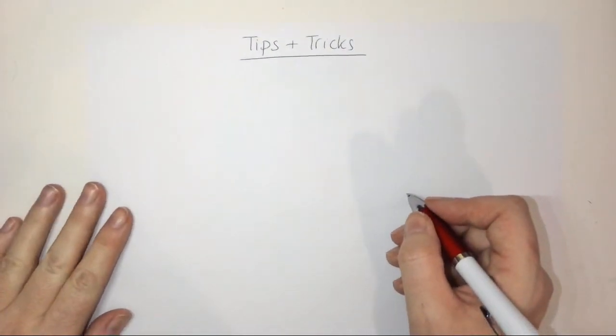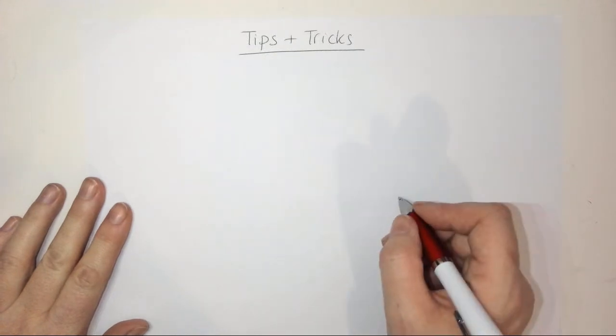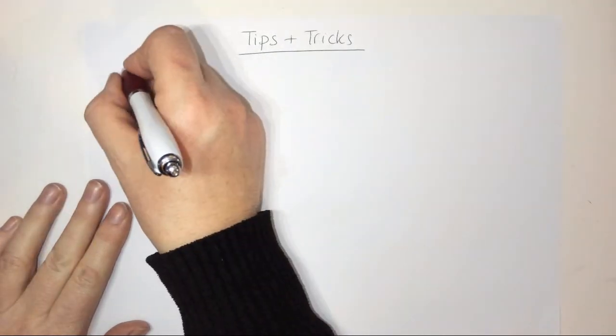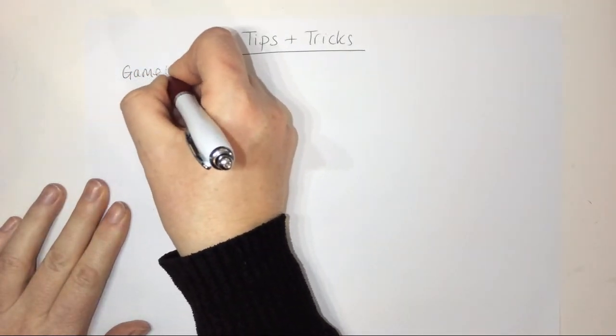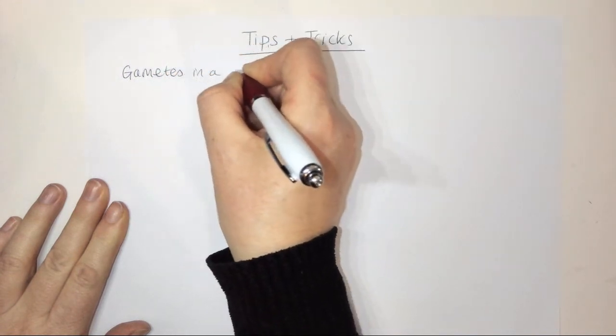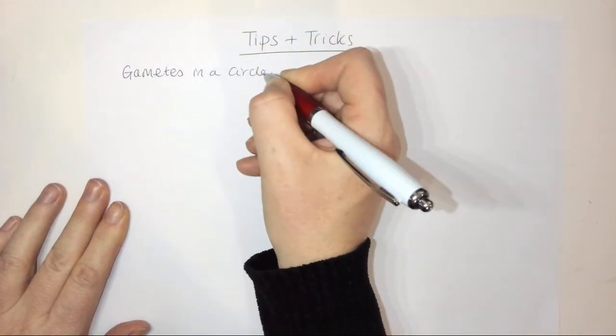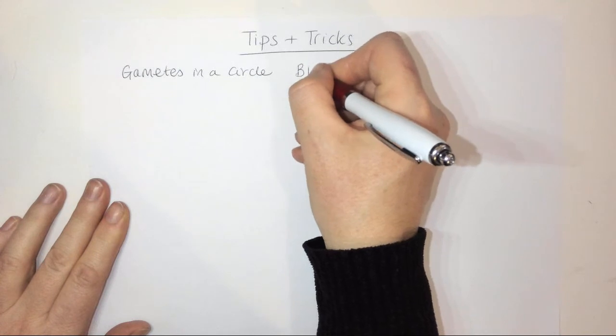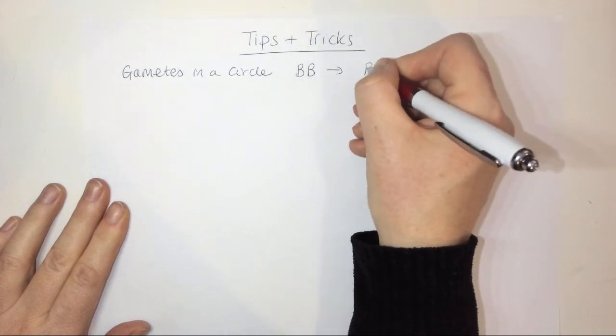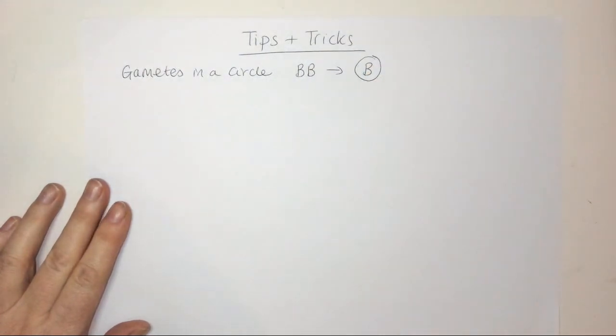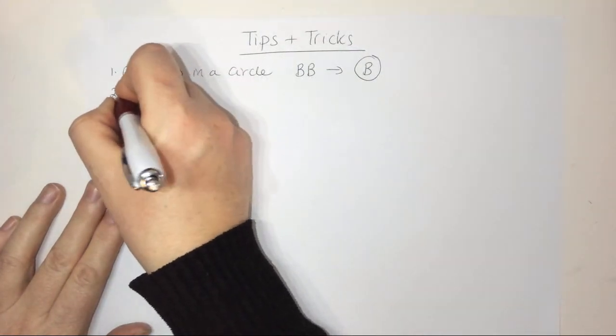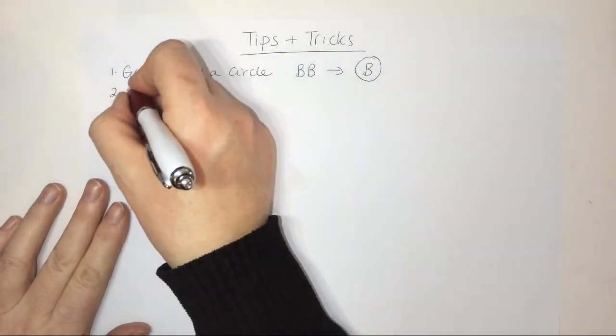So all the things that I've been talking about across all of these videos is to write your gametes in a circle. Okay, something like this. If you're going to write the gamete, you do this. It's really important because it separates them out. Okay, what's my second tip? To label the Punnett square.